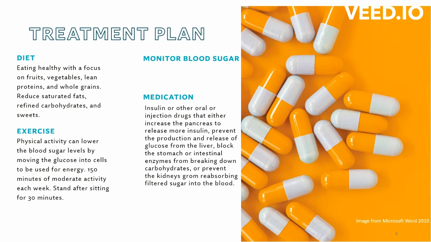Exercise can have a profound effect on the treatment of diabetes. Physical activity can lower the blood sugar levels by moving the glucose into cells to be used for energy. It is recommended to do 150 minutes of moderate activity each week, and after sitting for 30 minutes, to stand for a period of time to get the blood flowing. After being diagnosed as a diabetic, it is important to monitor one's blood sugar levels.